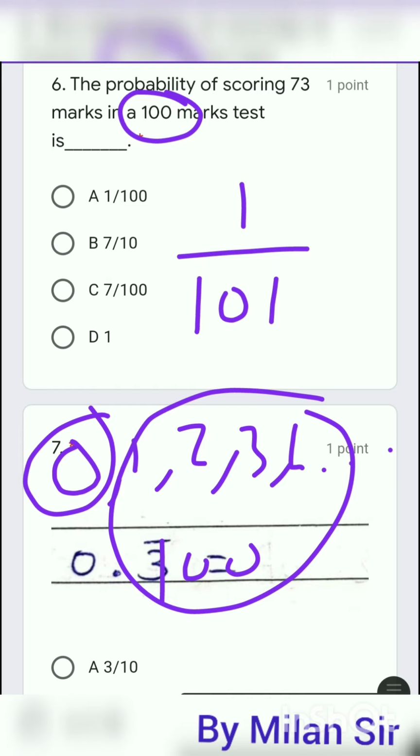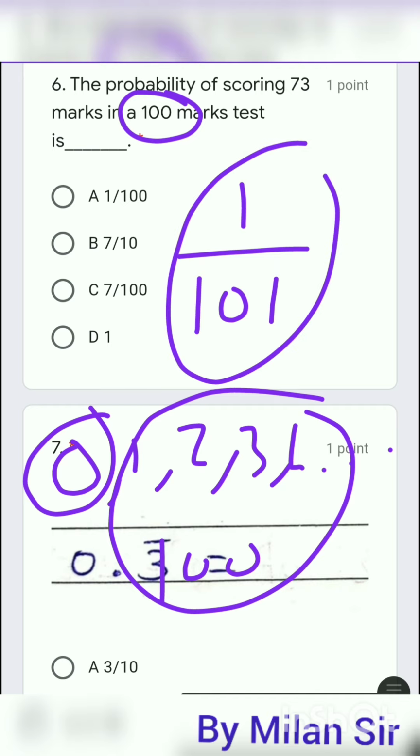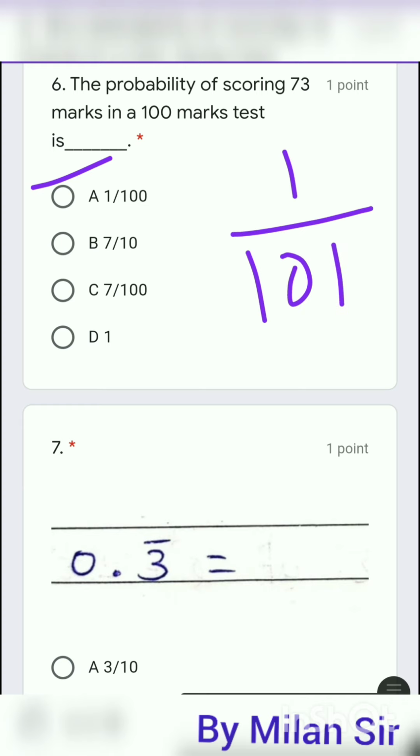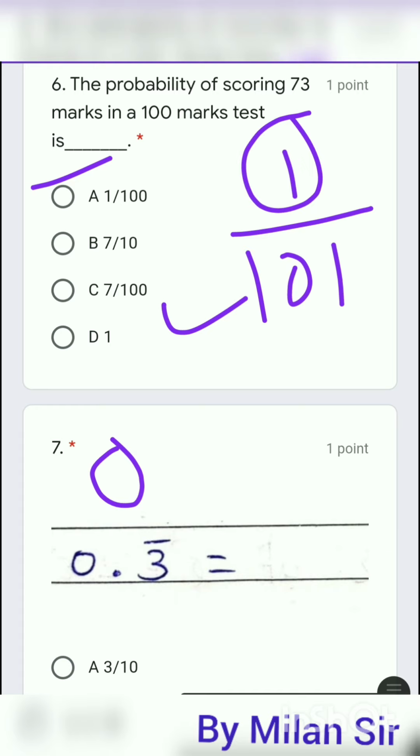So if you think like this, if you consider the 0 too, then the correct answer is 1 divided by 101. But here we considered only 100 marks, that's why 1 upon 100 was given. Actually it is 1 upon 101, because we also need to consider the 0, because someone's marks can be 0 even. So the total possibilities are 0, 1, 2, 3, 4 up to 100, so 101, and in that 73 comes only one time, so 1 upon 101.